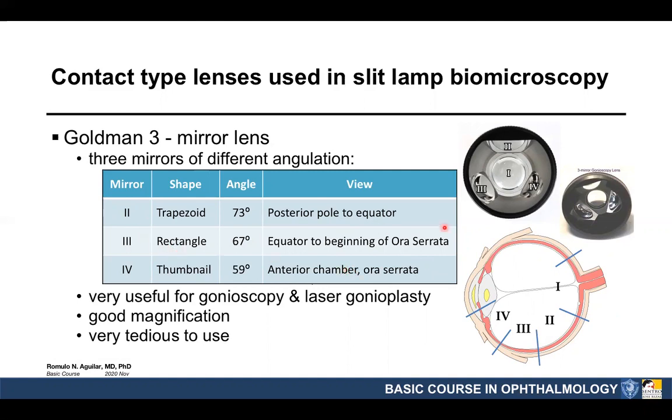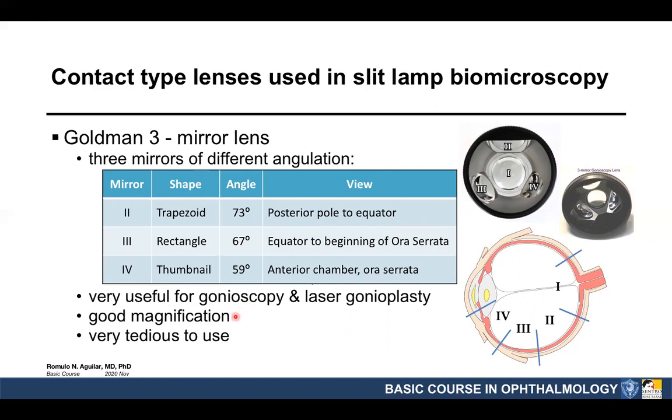Mirror number 3 is rectangular in shape. It's tilted 67 degrees and it gives you a view of the equator up to the beginning of the ora serrata. Then mirror number 4, the shape of which is like a thumbnail or a parabola, you might want to describe it that way, is angled at 59 degrees and gives you a view of the anterior chamber and the ora serrata. This is the mirror often used when you do gonioscopy because you can see the anterior chamber angle beautifully.